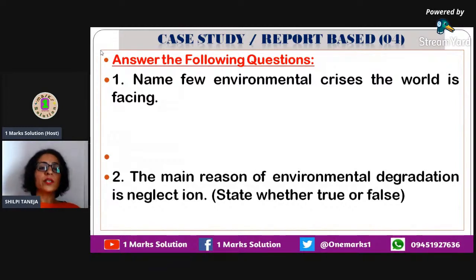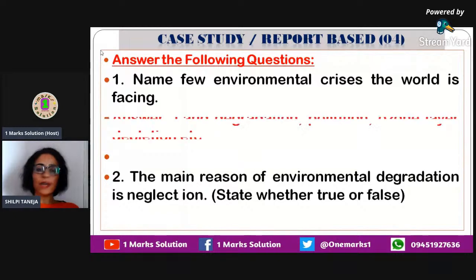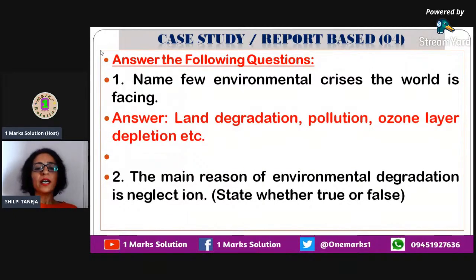So let's see the questions. Name a few environmental crises the world is facing. I hope you all have understood everything now. Land degradation is one of the problems. Pollution is one of the problems. Ozone layer depletion and global warming, where we are using more of the greenhouse gases.